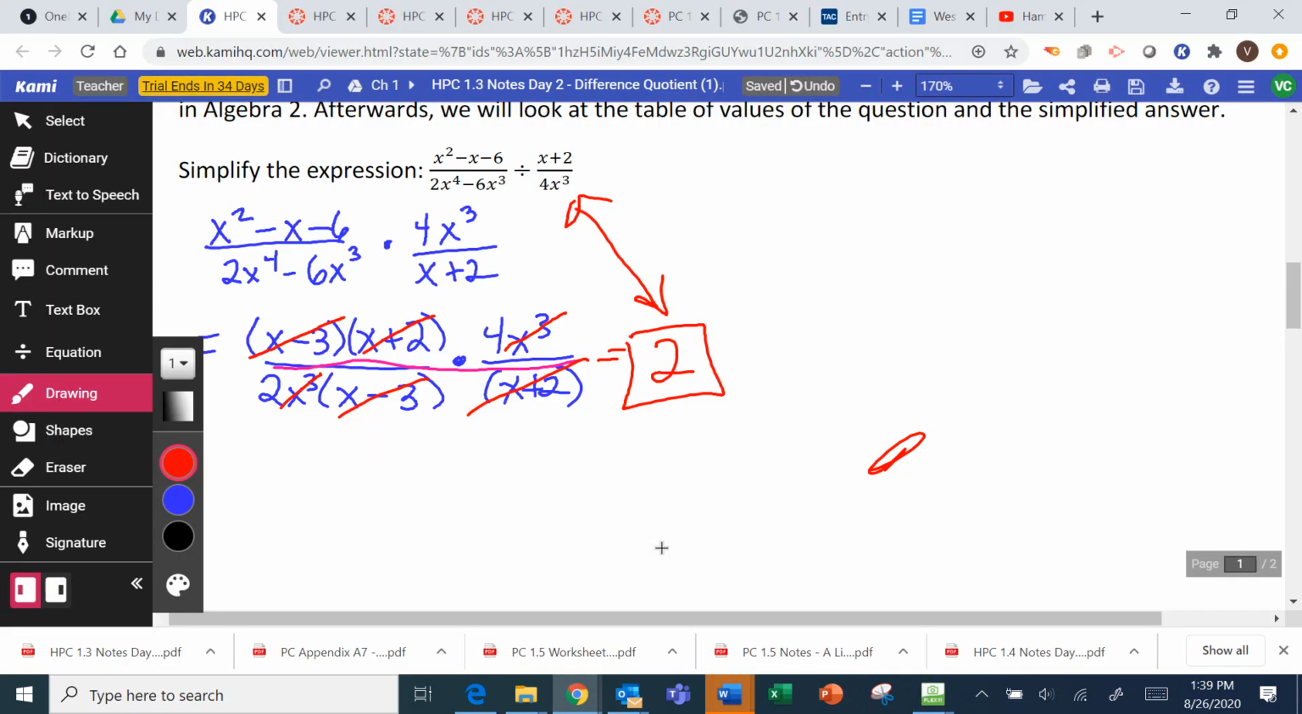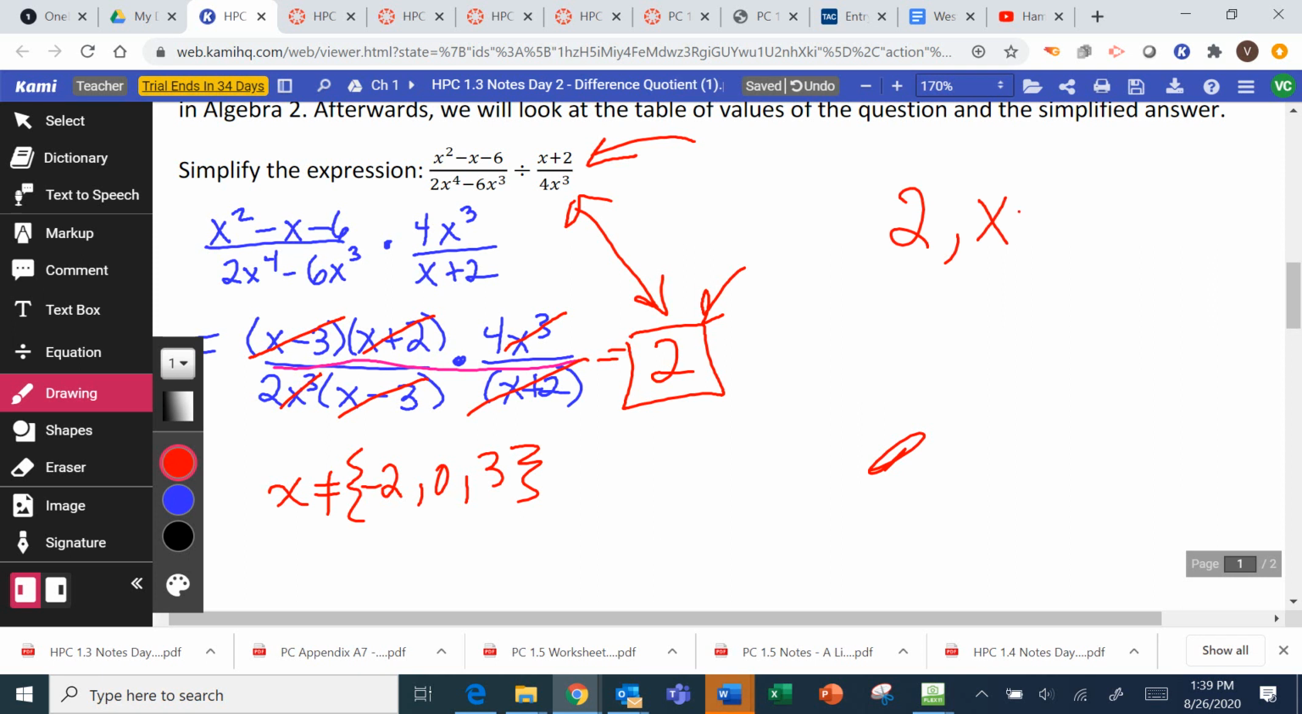Okay. So is it -2, 0, and 3? Is that what the numbers were? Okay. So that's where they do not equal each other. So when we simplify an expression, we need to make sure our simplified version is exactly the same as our original version. So after we have that 2, then we put a comma and we write that x cannot equal -2, 0, and 3, so that they are now completely the same.